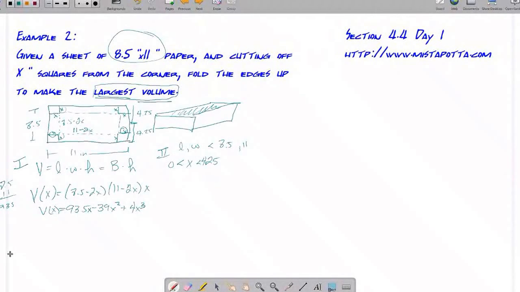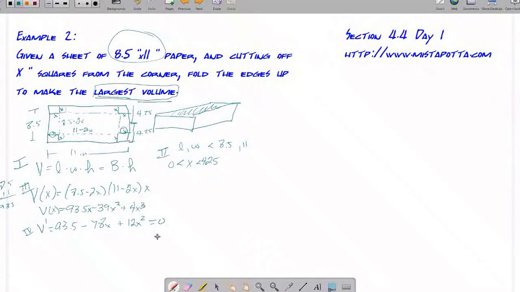volume. And what I need to do is take the derivative of this. So the derivative of this ends up being 93.5 minus 78x plus 12x squared. And of course, because I'm looking for critical points, I want to take this derivative and set it equal to 0. So I've achieved step 3, where I ended up with a function in terms of one independent variable. And I'm doing step 4. I'm taking the derivative and setting it equal to 0 because I'm looking for critical points.